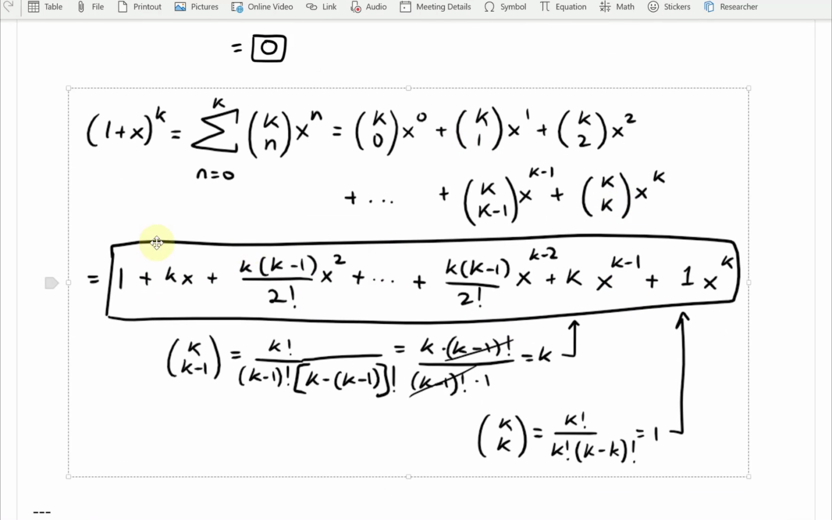Then you just get our usual binomial theorem over here, which is 1 plus kx and then plus k times k minus 1 over 2 factorial, etc., and it just terminates at this point, giving 1 plus x to the power of k. And remember, y is equal to 1, so y to the power of anything is just 1. That's why I removed it there.